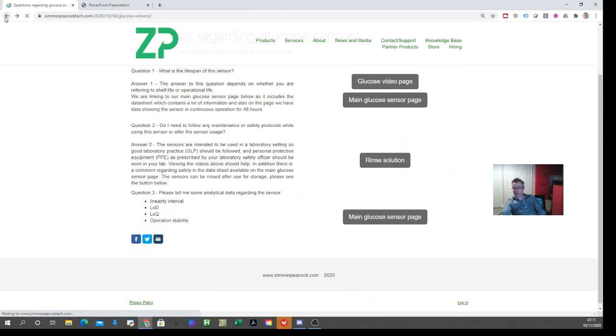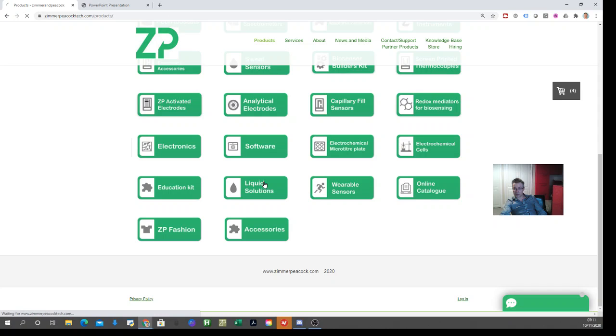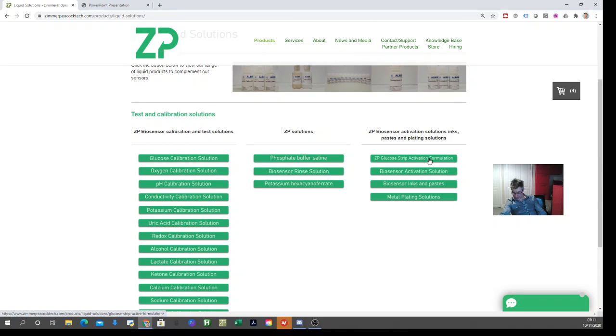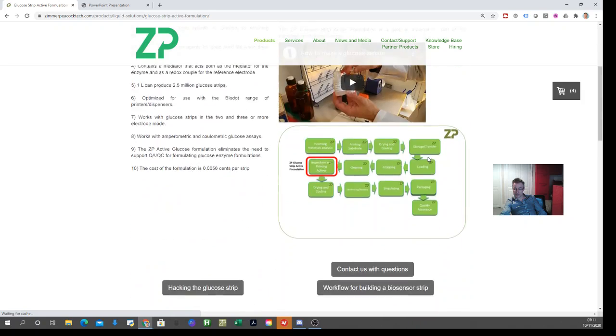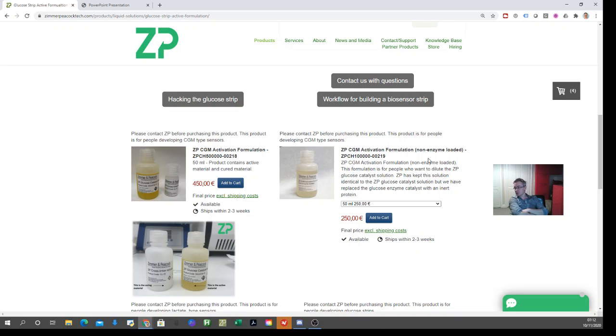Though we respect these kinds of questions, it's almost putting the emphasis onto the glucose sensor, but what the glucose sensor is intended to do is get you going on your path to productization. It's not the end point in itself. To make that point, if we go to products and then liquid solutions, for example, we have glucose strip activation formulations. In the end, we imagine the form factor of the final glucose sensing product could be quite different, depending on whether it's food, beverage, or wellness. So we actually sell the formulation.